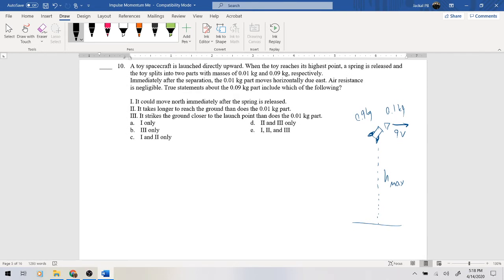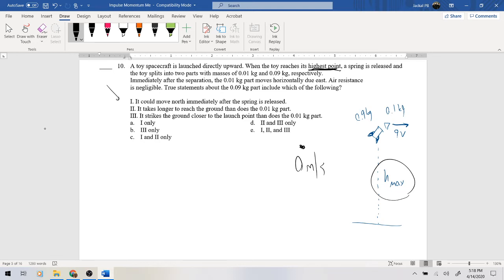Alright, so you have a toy spacecraft launched directly upwards. When the toy reaches its highest point, which is actually important information, a spring is released and the toy splits into two parts with masses of 0.1 and 0.9. After the separation, the 0.1 part goes to the right with some speed. Which of the statements below is correct for the other part? Since it's conservation of momentum, what do we know about the maximum height? At the maximum height, the velocity is zero, so the toy is actually at rest.